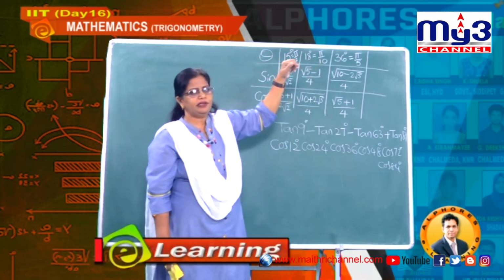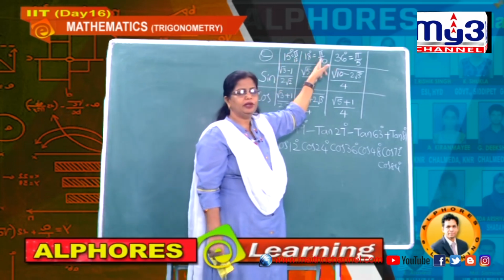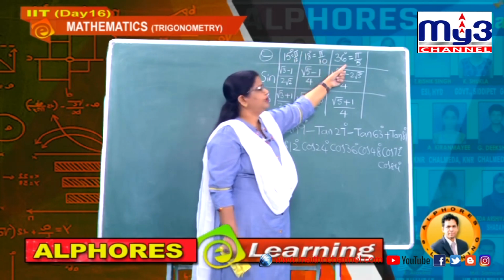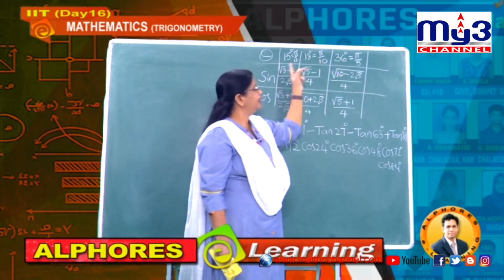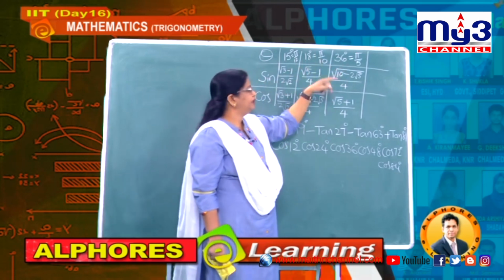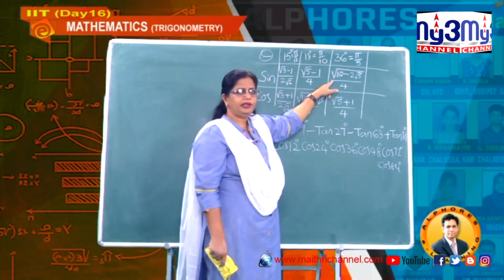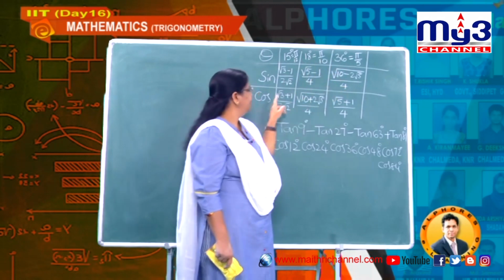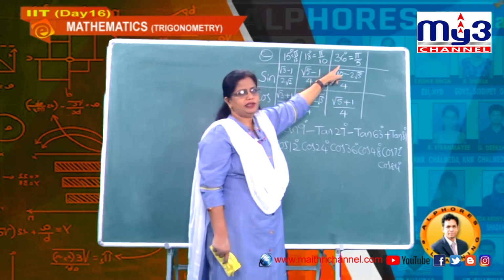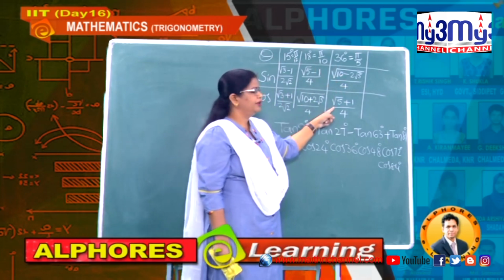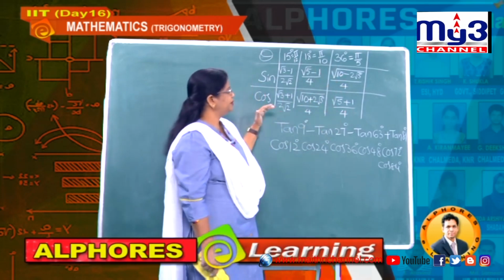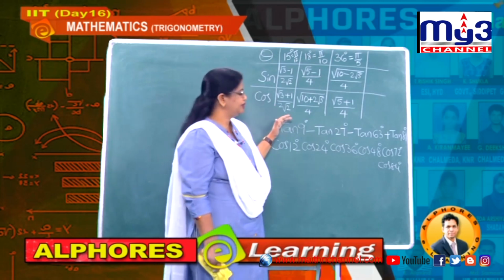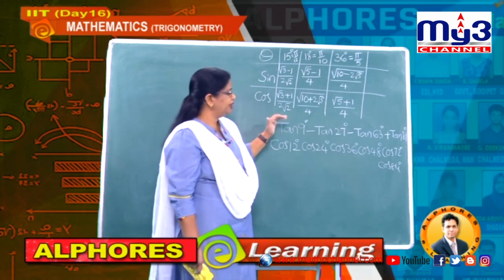And next value, sin 36. 36 means 2 into 18 degrees, 2 into pi by 10, 2 pi by 10 is nothing but pi by 5. Therefore sin pi by 5 or sin 36 degrees is under root of (10 minus 2 root 5) by 4, and cos 36 degrees or cos pi by 5 is (root 5 plus 1) divided by 4. So students, we have proved all these results till just now.